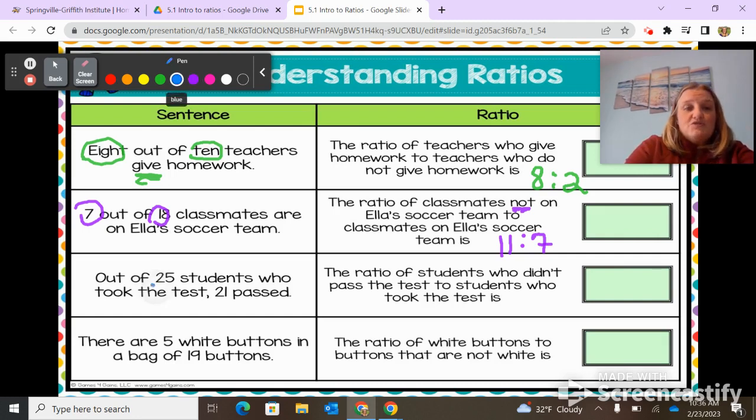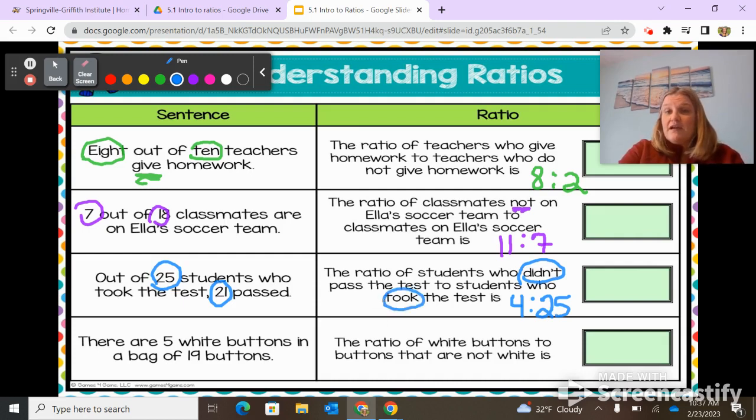Out of 25 students, that's the total, that's the whole, who took the test, 21 passed. So now we're looking for the ratio of students who didn't pass. Well, if 21 passed, how many did not pass? 4 is your answer, okay? To the students who took the test. So this is the whole. How many students overall took the test? And we know that that is 25. So we have 4 to 25. And again, if circling, underlining, highlighting, whatever it is can help you, great. Okay, let's try our last one.